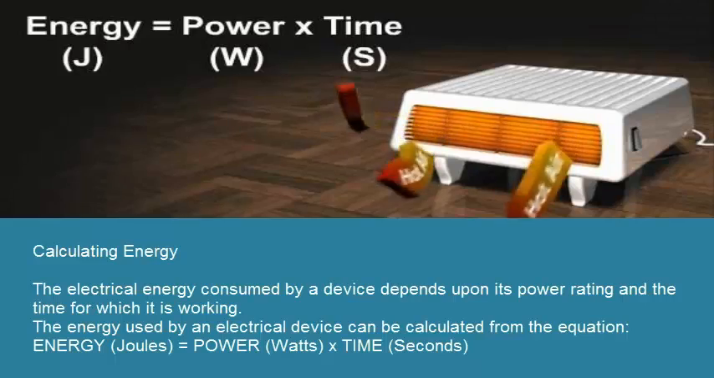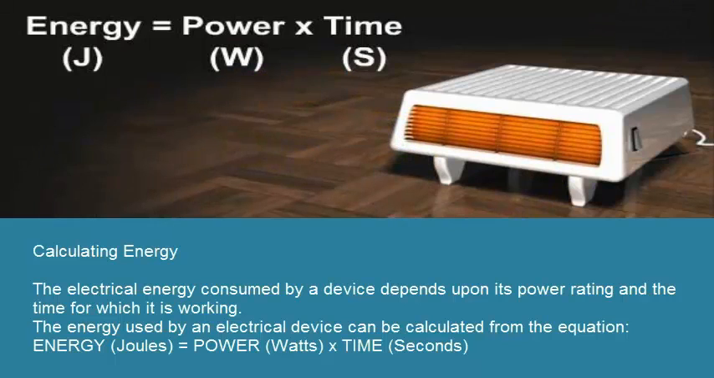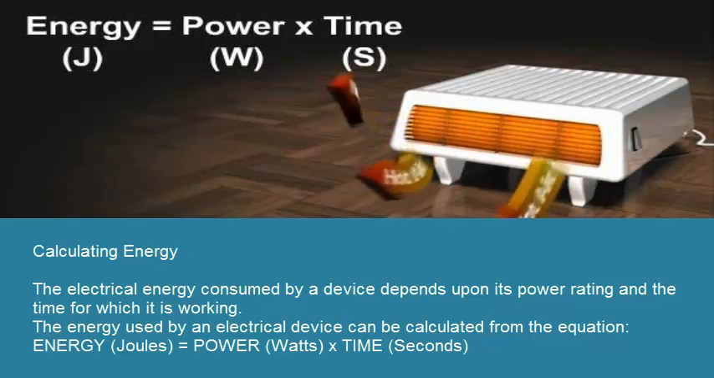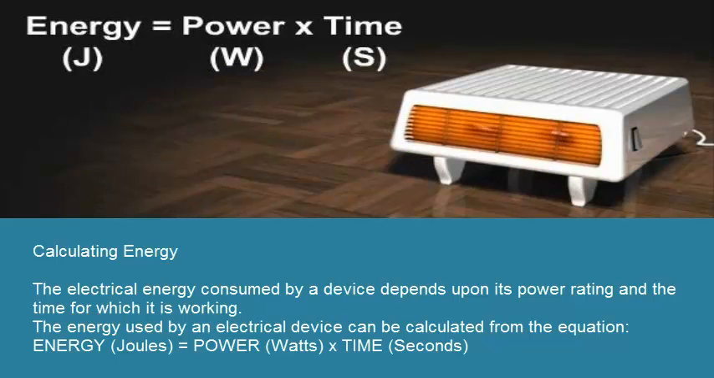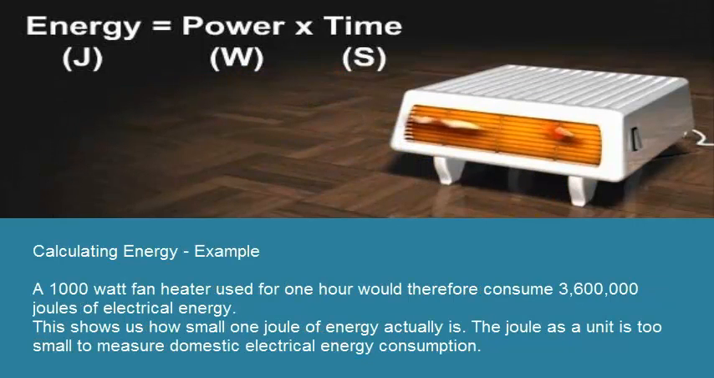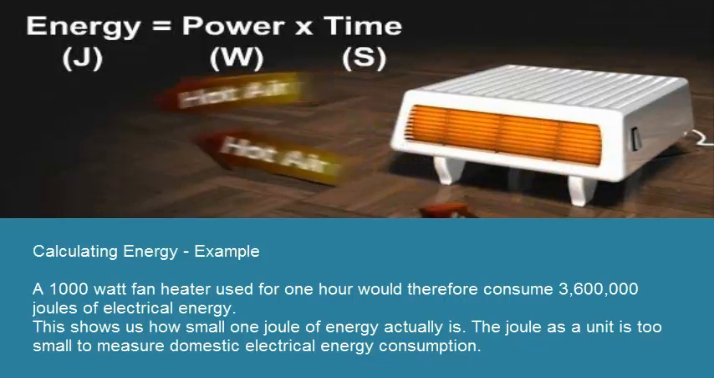The kilowatt hour. The electrical energy consumed by a device depends upon its power rating and the time for which it is working. The energy used by an electrical device can be calculated from the equation: energy equals power multiplied by time. A 1000 watt fan heater used for 1 hour would therefore consume 3,600,000 joules of electrical energy. This shows us how small 1 joule of energy actually is.